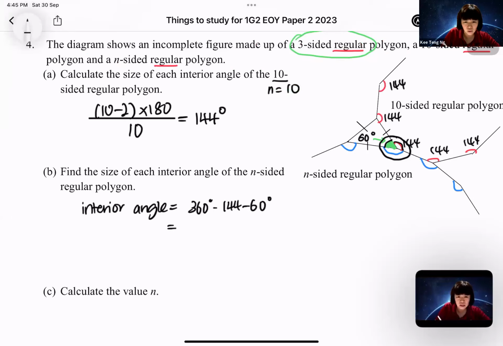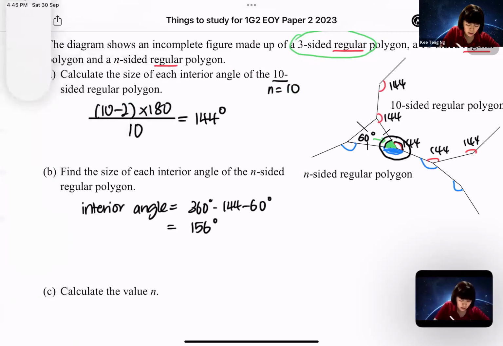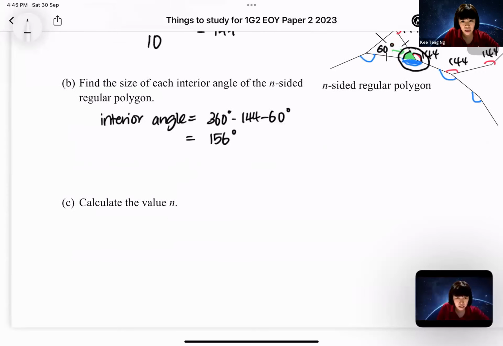What do you say it is again? 156, thank you very much. 156 degrees. Okay, so now I know the regular blue-colored polygon has an interior angle of 156 degrees. The next part asks me to calculate the value of n. N means what? The number of sides, right?